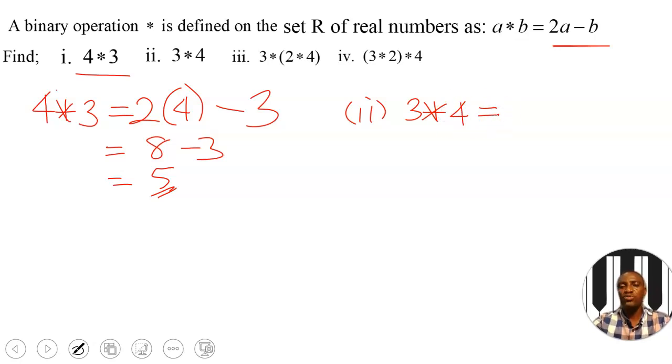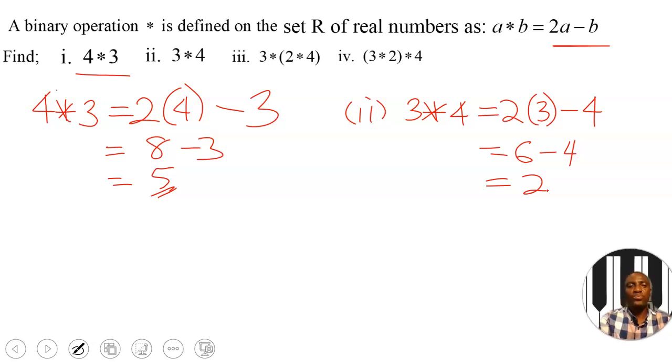And so, according to the definition, 2 times the first number, which is now 3, minus the second number, which is 4. And if you do that simplification, we are going to have 6 minus 4, and the answer is 2. Right. So you can do the third one as well. Let's try the third one.